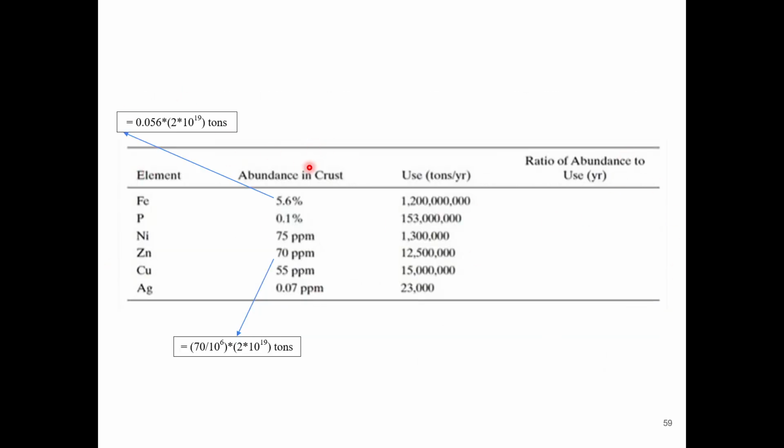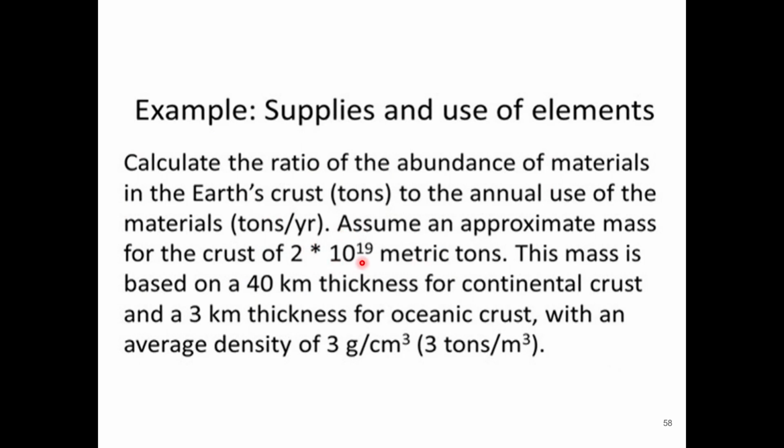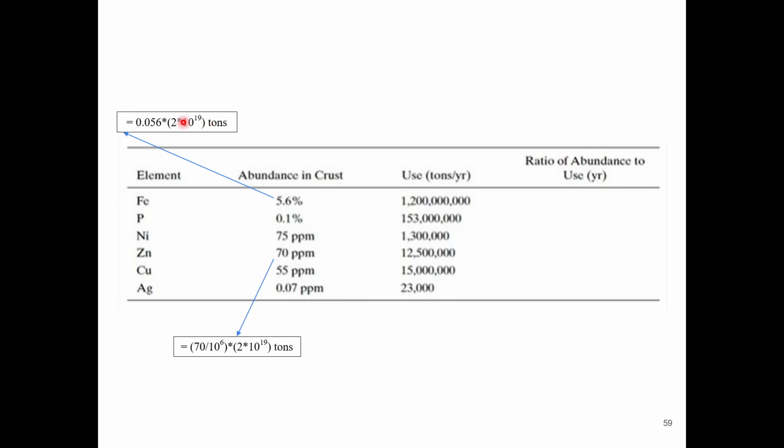So this is the table basically. These are the elements. This is the abundance in crust. So 5.6% is basically 0.056 into 2 into 10 to the power 19, because this is the approximate mass for the crust. So this much tons or metric tons. The use is provided in tons per year, so we need to find the ratio of abundance to use, in terms of year.